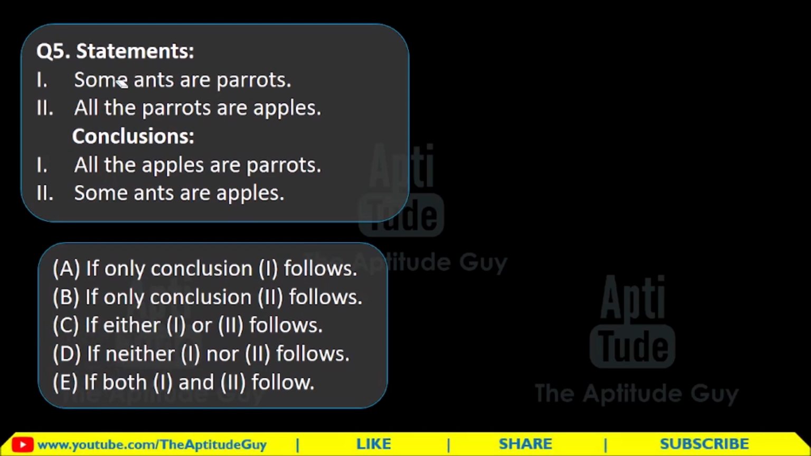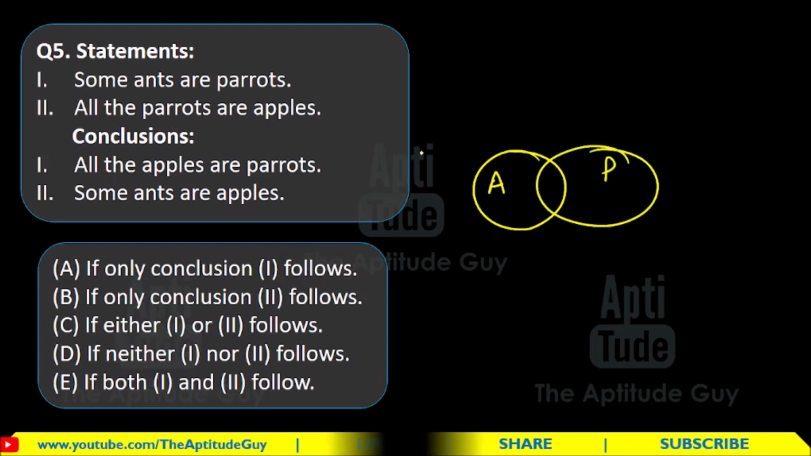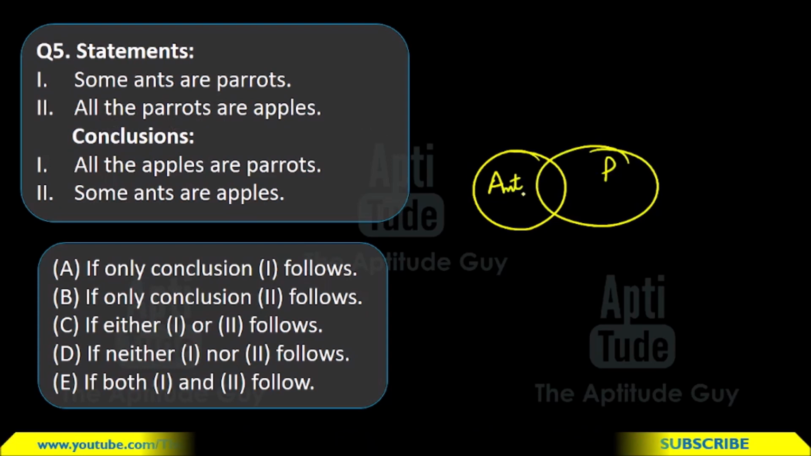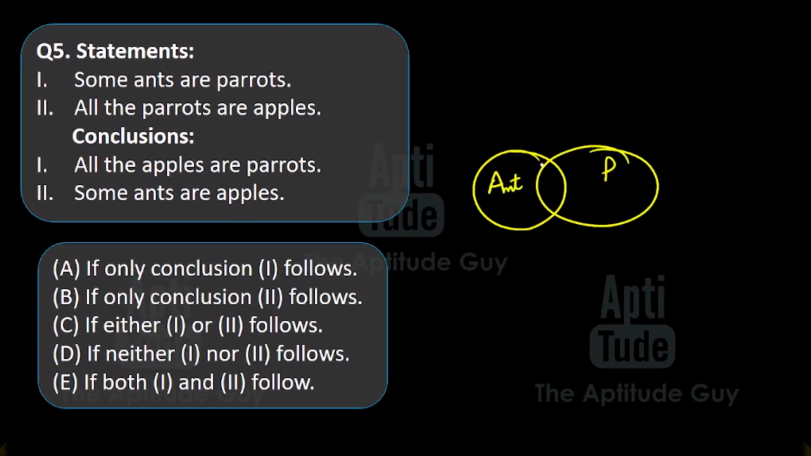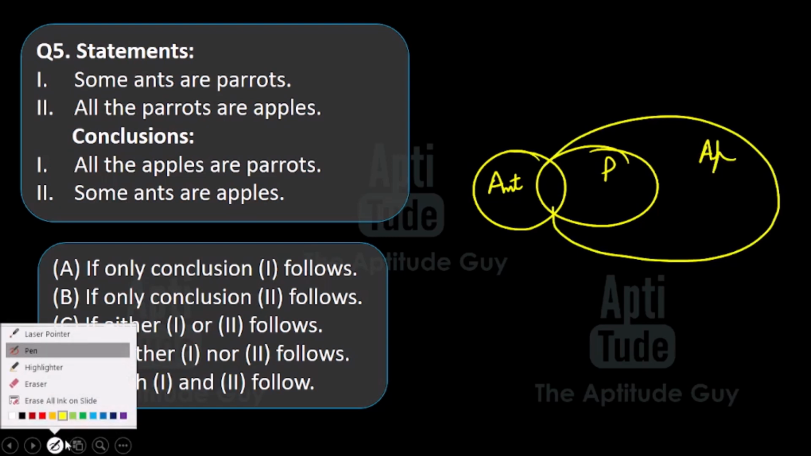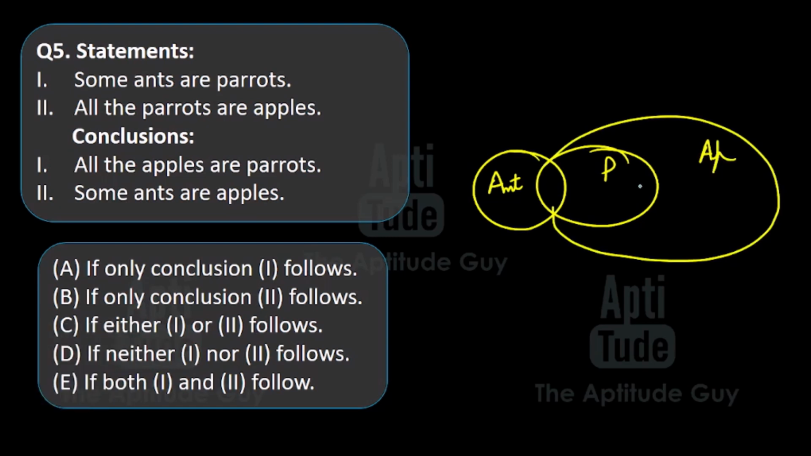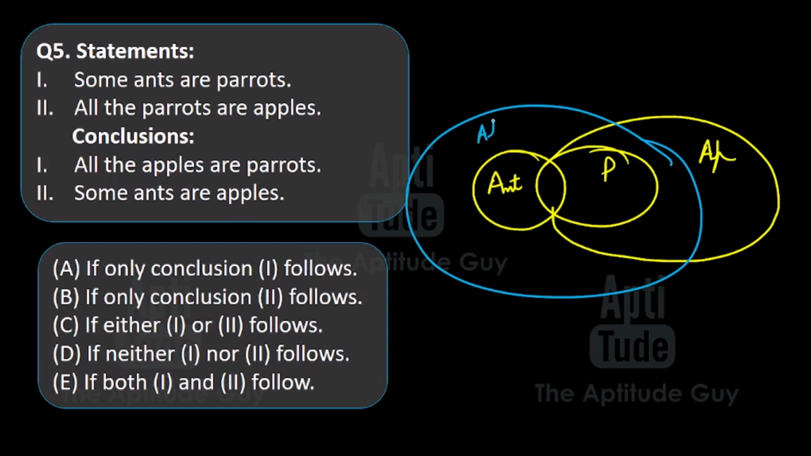Alright. Some ants are parrots. Some ants are parrots. Done. All the parrots are apples. Okay, let this be ants. All the parrots are apples. One possibility is of course like this. And another possibility, like the first question that we did, would be like this.